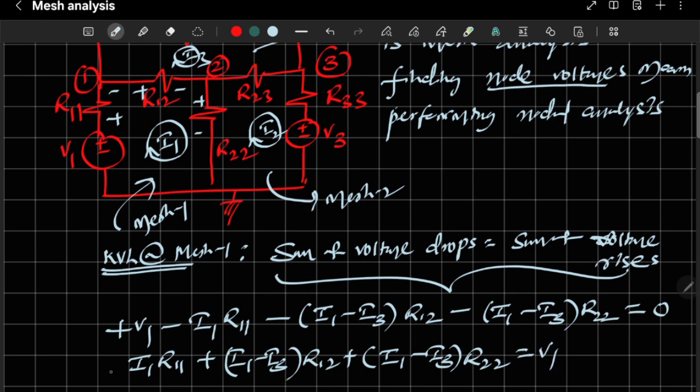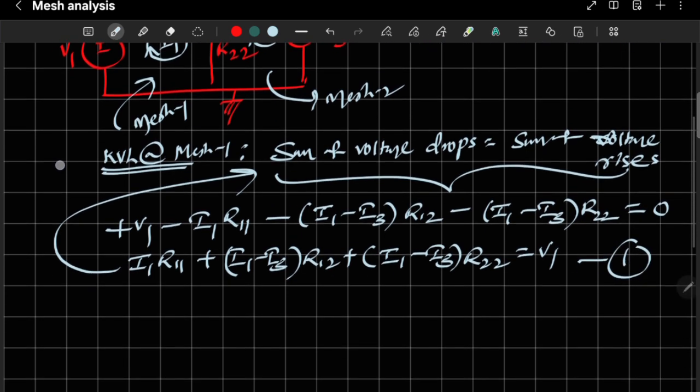This is what I can write directly by using this definition: sum of voltage drops is equal to sum of voltage rises in the mesh form. Across the resistors we will be having the drops only. So you can get all the voltages related to all the resistors, that is equal to the voltage rise due to the independent voltage source, so that is V1. Okay, so it is equation 1, but further I am going to change this one.